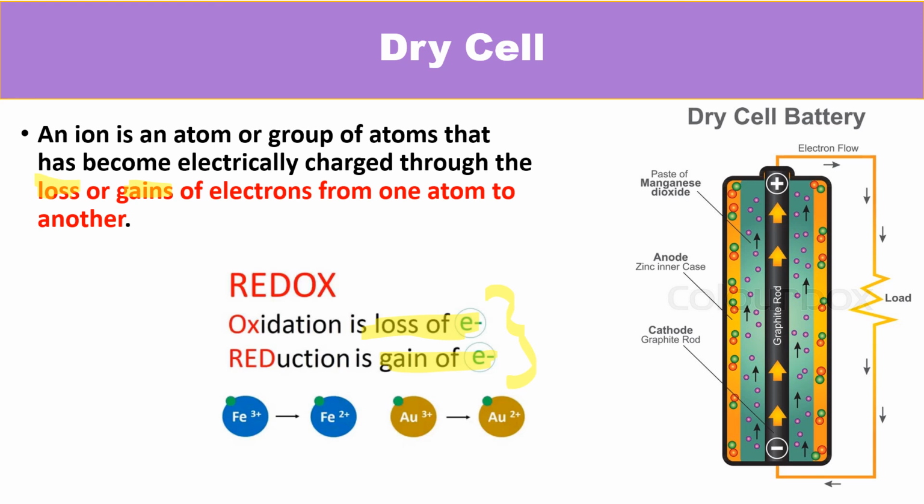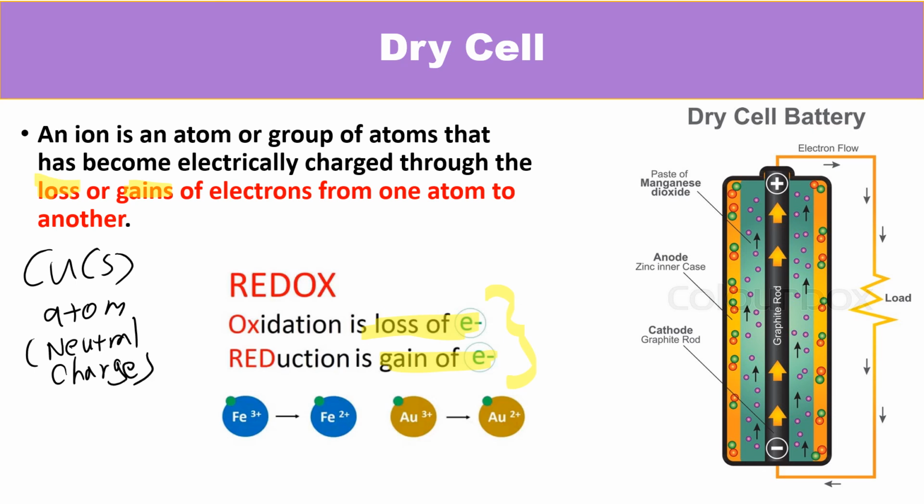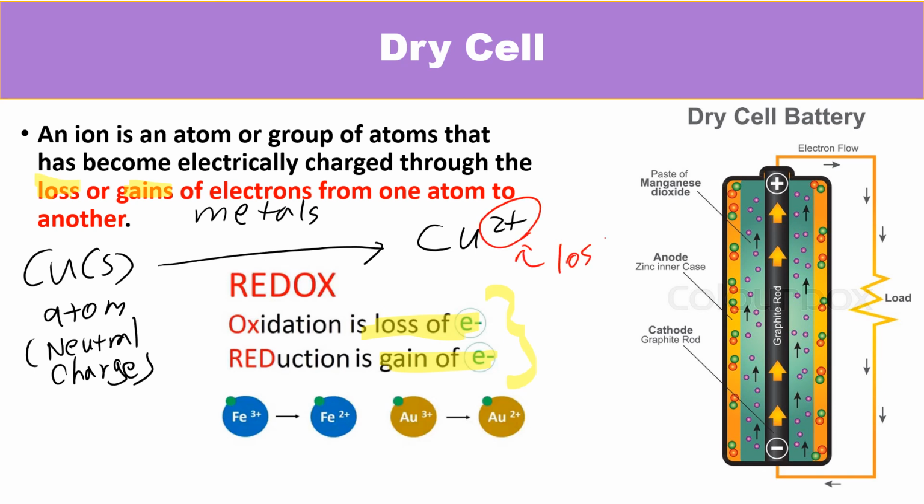For example, copper, solid, this is an atom because you have neutral charge. That means it's neither positive nor negative. But if you think about metals, metals tend to turn into positive charge. Copper's common charge is copper 2 positive, something like that. This is a fancy way of saying that I lost 2 electrons. That means we have more protons than electrons.